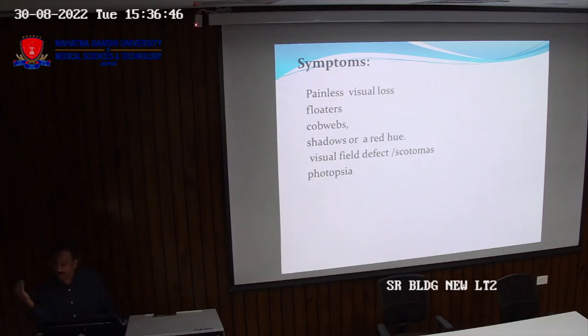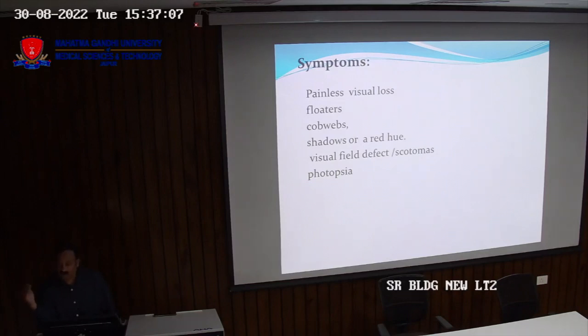Or some shadow in the vision, or vision getting some blurring or redness in the vision. This occurs when there is a diffuse hemorrhage but not very thick. So the patient can see, but there is a certain amount of coloring or color change there. Some reddish color is seen on the side.